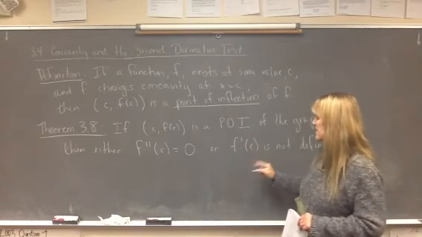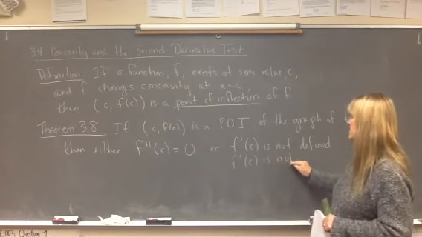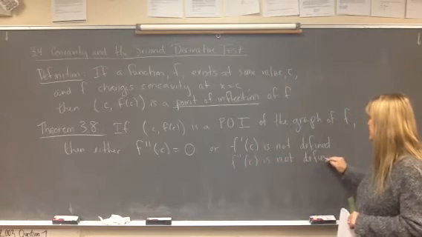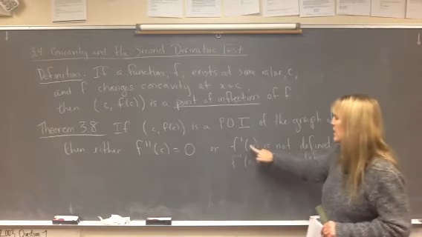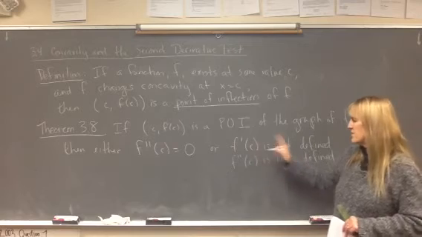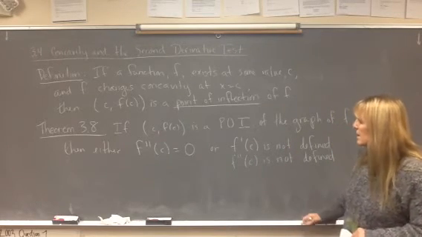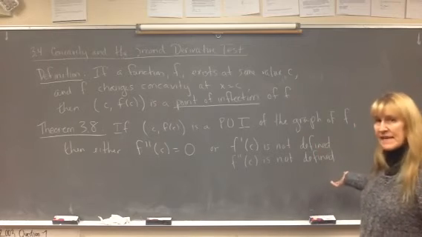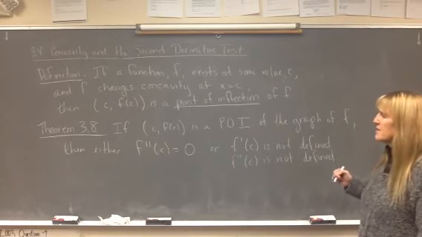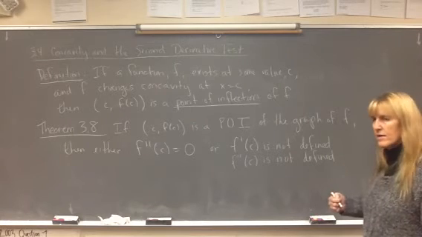If f prime of c is not defined, well then f double prime of c is also not defined as well. For some reason in the definition they state f prime of c is not defined in the theorem, I'm sorry. But if the first derivative is not defined, obviously the second one is not going to be defined. Okay, I say this is kind of an easy theorem, and it is, but I need you to understand that this theorem goes in one direction and not necessarily in the other.